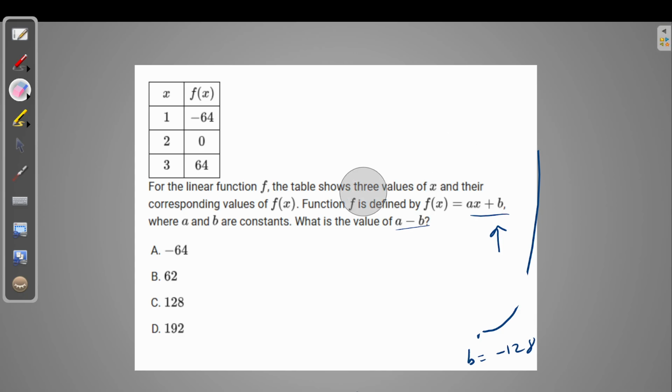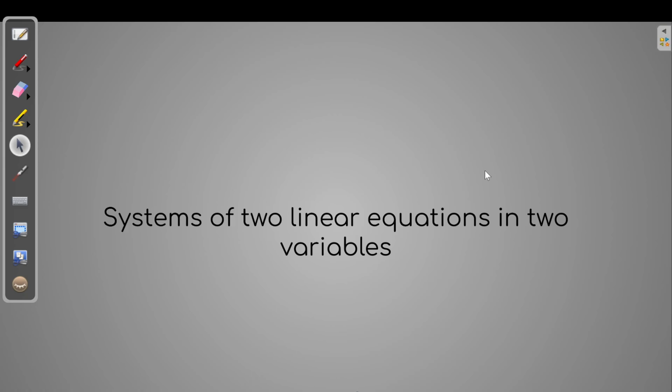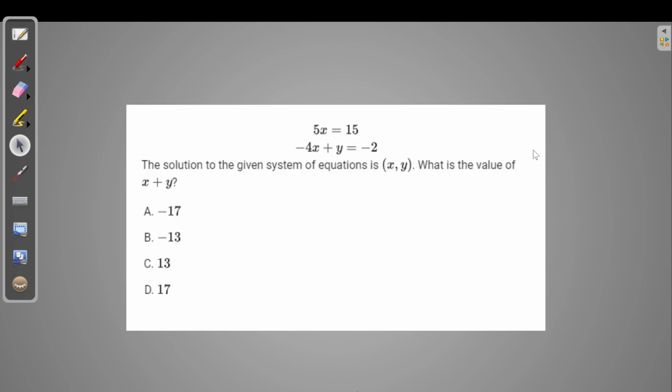Alright, now for the next topic, we have systems of two linear equations in two variables. It gives us a system of equations, and it says the solution to the given system of equations is (x, y). What is the value of x plus y?